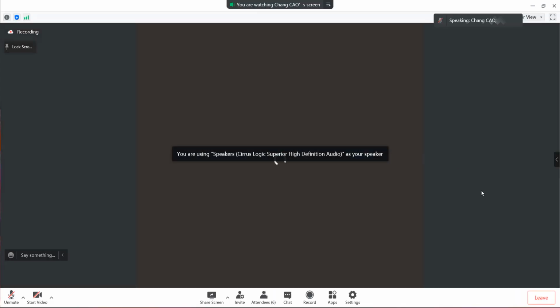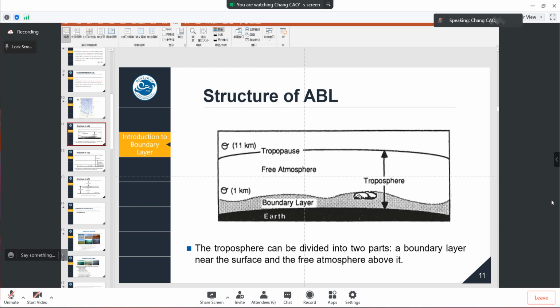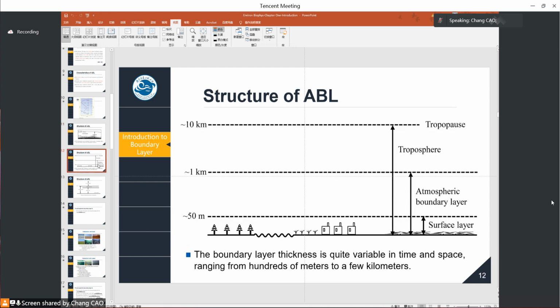Free atmosphere, free atmosphere. So that's the two parts of the troposphere. And please remember that the height of the boundary layer will vary, but usually it has an average value of about 1 kilometer. Those above the boundary layer is called the free atmosphere. So can you understand this? I think this picture is better for you to understand.